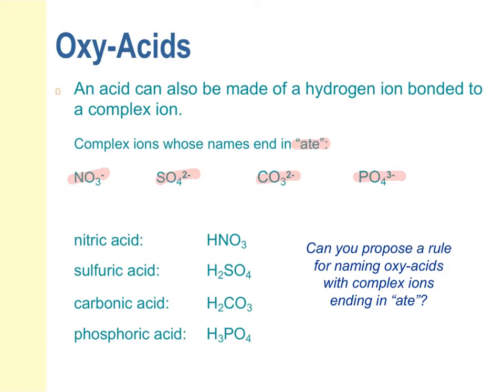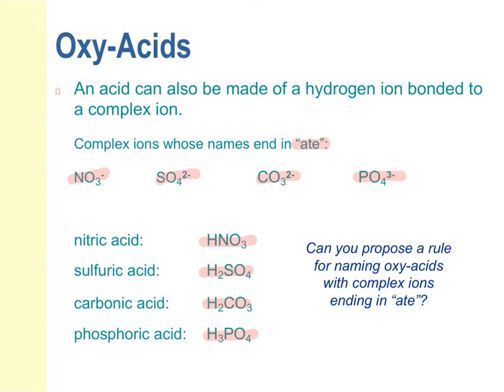All right, now the first one has a charge of 1-, so if you add a hydrogen to that, you'll get HNO3. The second one is 2-, sulfate, so it gets 2 hydrogens, and you get H2SO4. Carbonate is also 2-, so it gets 2 hydrogens, H2CO3. Phosphate is 3-, so it gets 3 hydrogens, H3PO4.